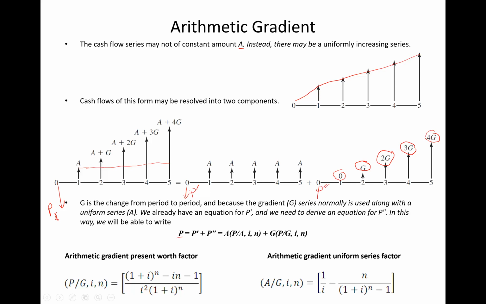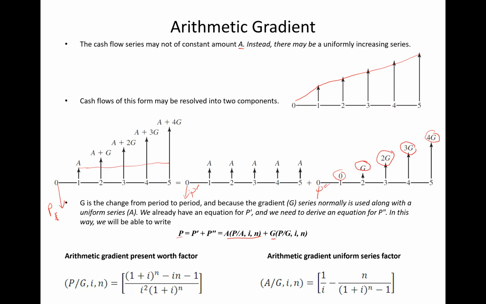The P apostrophe is the uniform series, which we calculated as we saw before. So it's A multiplied by the factor for P given A, I percent, and period. In our case it's 5 periods. Plus G for the second cash flow, G multiplied by P given G, I, N. This factor is in the formula sheet, so you can go and see the equation.